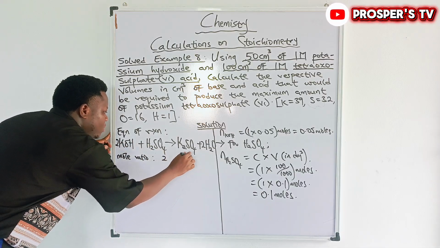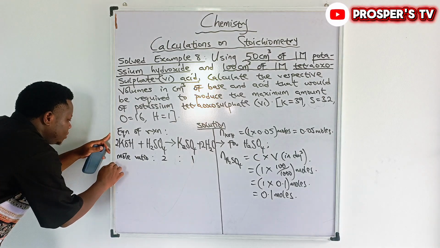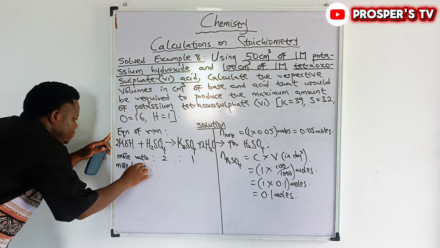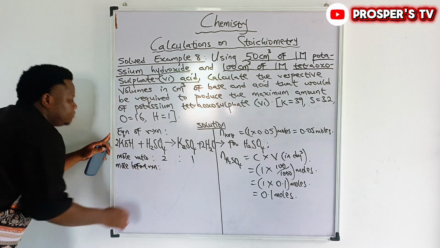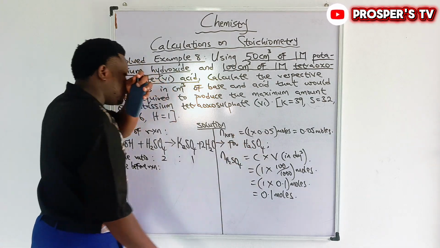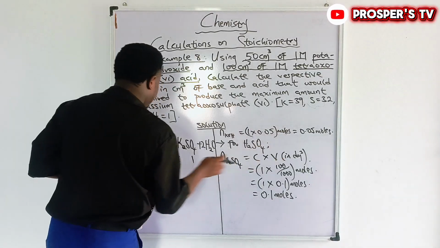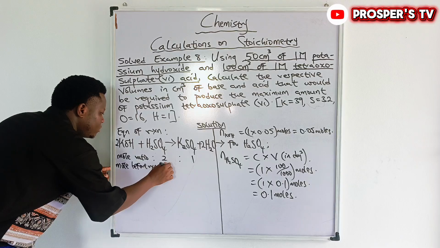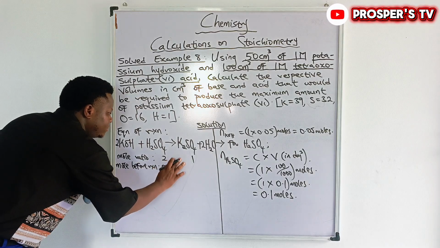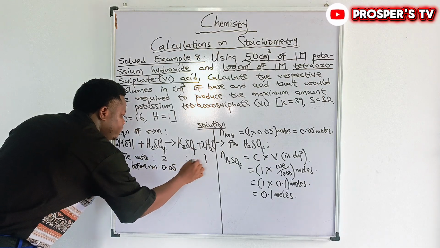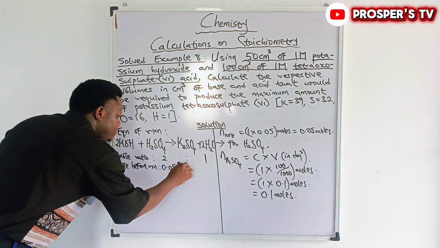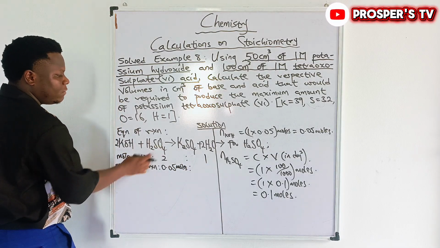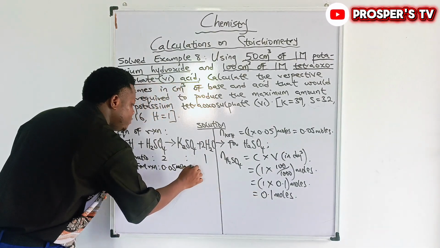2 to 1. So amount, mole before reaction. So the mole we reacted, according to what we've calculated, for potassium hydroxide, we got 0.05 moles. And then for H2SO4, we have 0.1 moles.